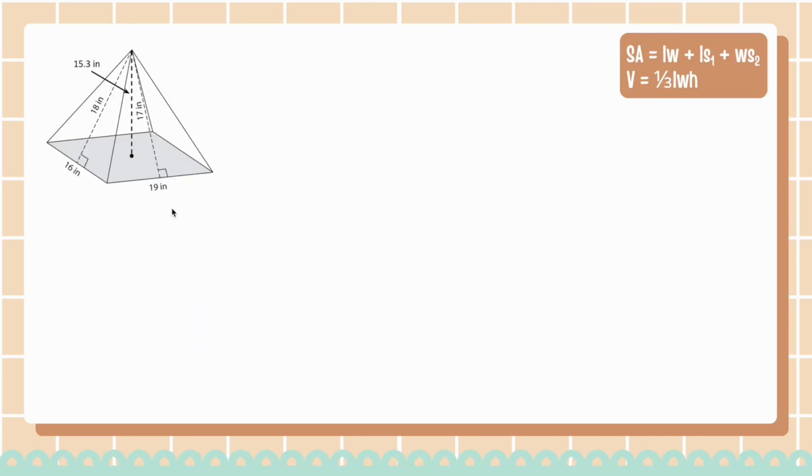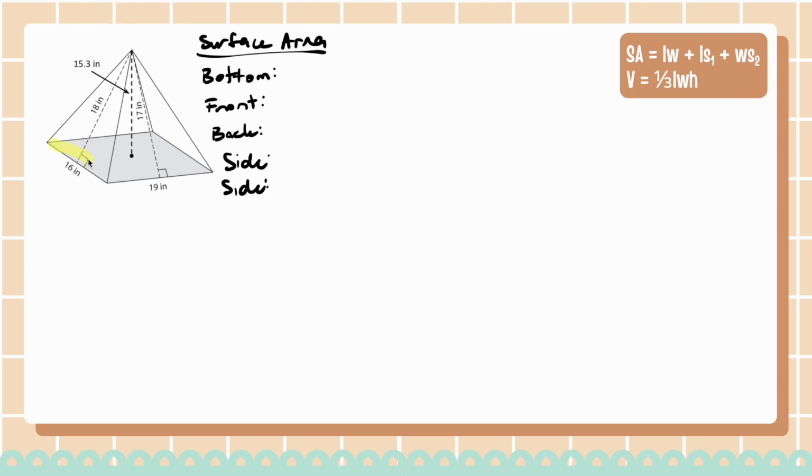All right, let's try applying our formulas to this rectangular pyramid here. So we're going to start off with labeling our sides again. So I notice I have this bottom side. We also have the front and back. And we have these two sides on the left and the right. So side and side. Let's start with this bottom rectangle side. So for the rectangle, I'm just going to do 19 times 16. 19 times 16 is going to get me a total of 304.